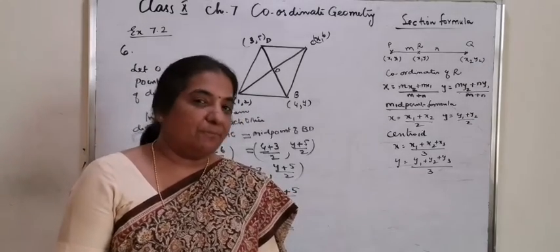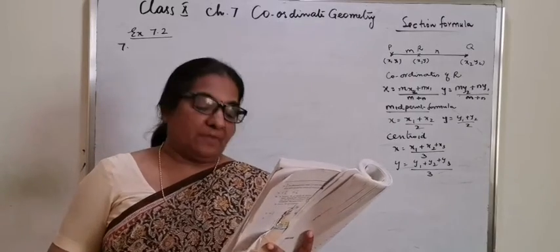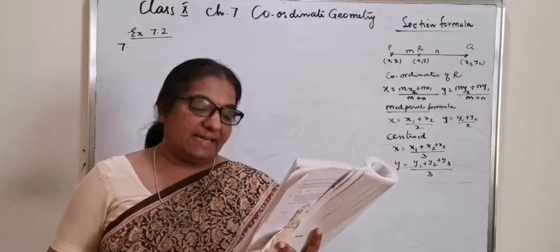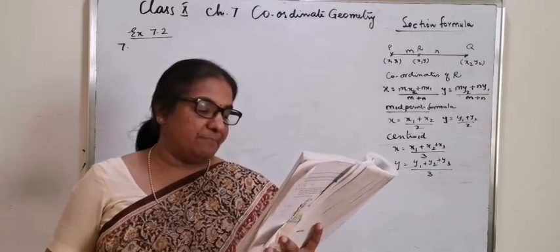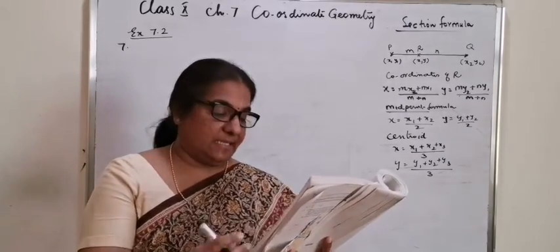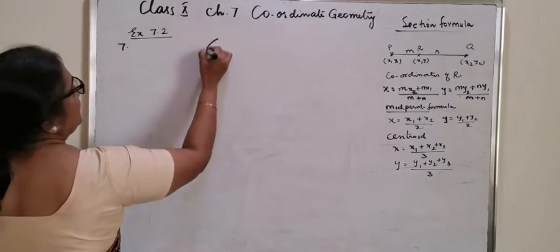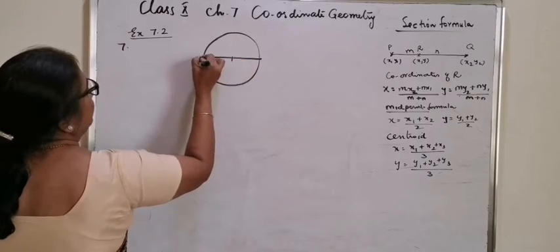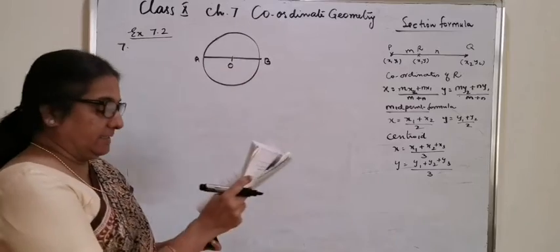This question is also very important, a 2-mark question. Question number 7. Find the coordinates of point A, where AB is the diameter of a circle whose center is (2, minus 3) and B is (1, 4). Once again, find the coordinates of the point A, where AB is a diameter of a circle. Diameter is a line segment passing through the center.